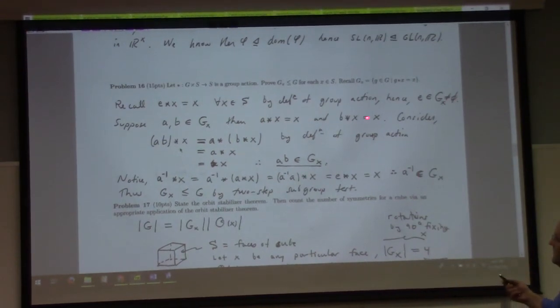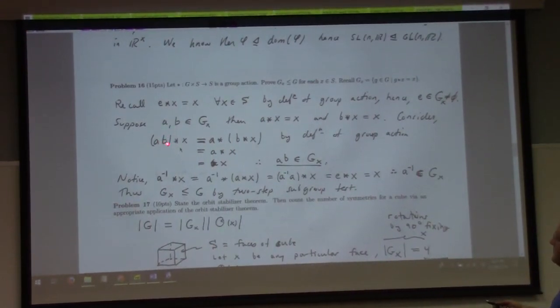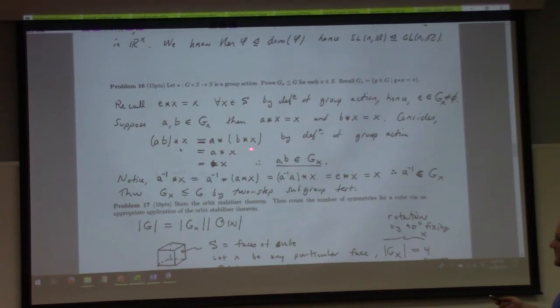If you take two things in the stabilizer, you can easily prove that their product is in the stabilizer using this associative-like axiom for the group multiplication. My star and my X look too much alike here, but there it is, so that's scratched out. I didn't have white out at the moment. AB is in GX.